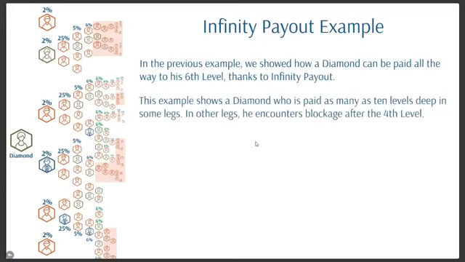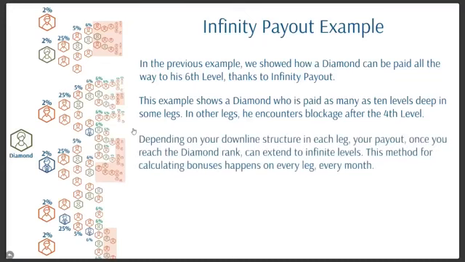So this example over here on the left is actually showing how a diamond is paid as many as 10 levels deep in some legs. In other legs, this diamond encounters blockage after the 4th level. So you look over here, as long as they don't have a diamond between them and the bottom of their organization, they're going to scoop up that Infinity Payout as many times as they have depth, right? But in other parts of their organization where this person's a presidential diamond or they have diamonds below them in their organization, they're going to see some blockage a little bit earlier on.